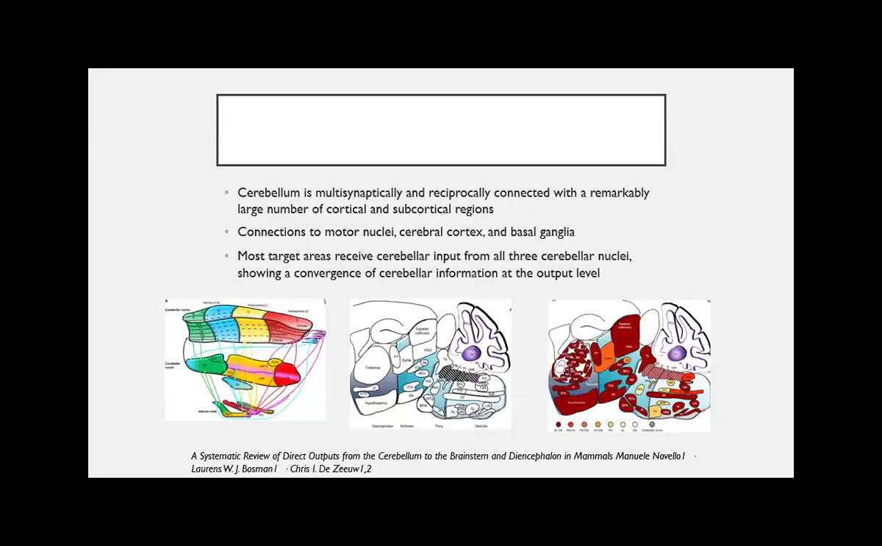So we have seen the cerebellum is multisynaptically and reciprocally connected to a large number of cortical as well as subcortical regions. It has dense connections to the motor nucleus, cerebral cortex, as well as basal ganglia. And all of these cerebellar nuclei, not just the dentate, project to the cerebral cortex, each having its role in projecting to these areas.